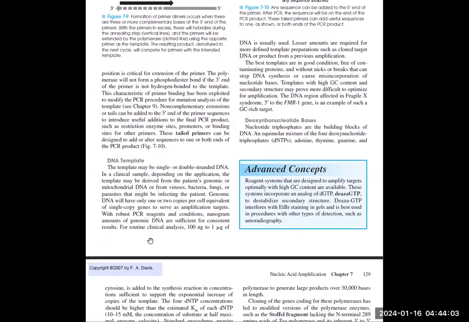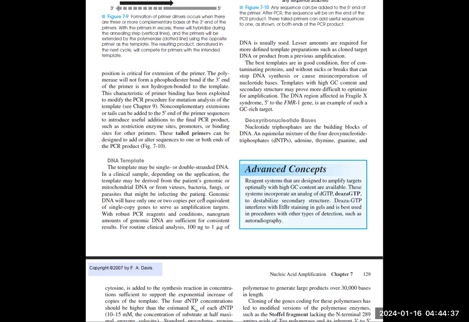So we're done with our DNA template. We're done with our primers. Now, let's go back to our DNA template. Our template doesn't always have to be double-stranded. We can also have a template which is single-stranded. And usually in the laboratory or the clinical setting, in the clinical sample, we can get our template from the patient's genomic or mitochondrial DNA or from microbes and parasites that might be infecting the patient.